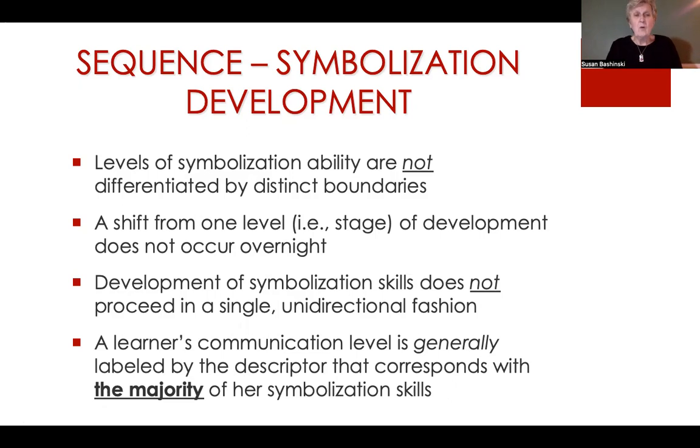So we go up and back and up and back according to context, according to partners that are familiar and unfamiliar. Wouldn't it be lovely if it just went this way and never slid? But it goes back and forth and back and forth. And we do that as adults who are facile in a language. So we talk about a learner's communication level by the descriptor where the majority of her skills fall on that continuum.